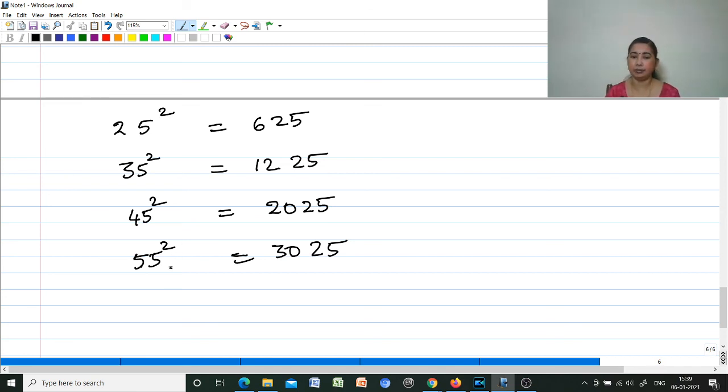Then for the remaining 2-digit numbers ending with 5, you can calculate it like this: the first digit into the next number, then square of 5. Okay, very easy, right? The remaining squares and square roots will continue in the next video.